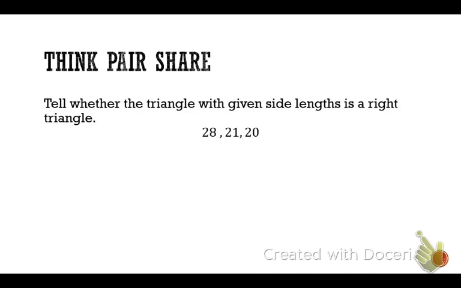Now that you know the longest side length is my hypotenuse, you can tell which one should go in for C. Go ahead and test to see if these side lengths form a right triangle.